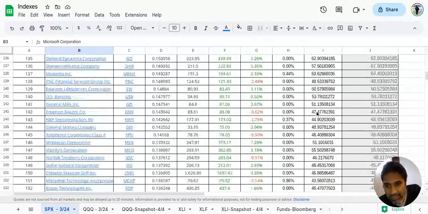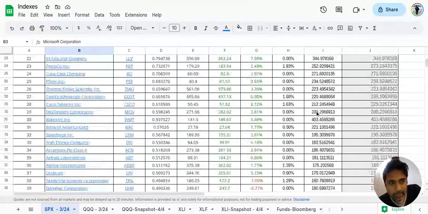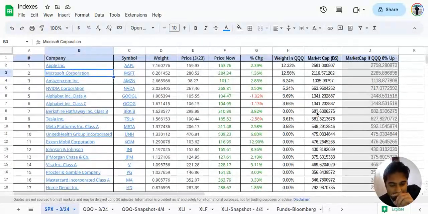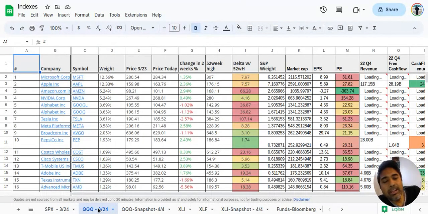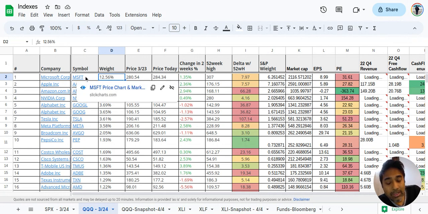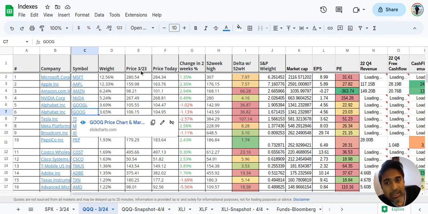So you can see that there are 500 companies, so we can do more things with it, but we're going to be mostly spending time on this QQQ index, which was again picked up on 3/24. So here we have these companies, and here the weight on the QQQ for that particular stock.